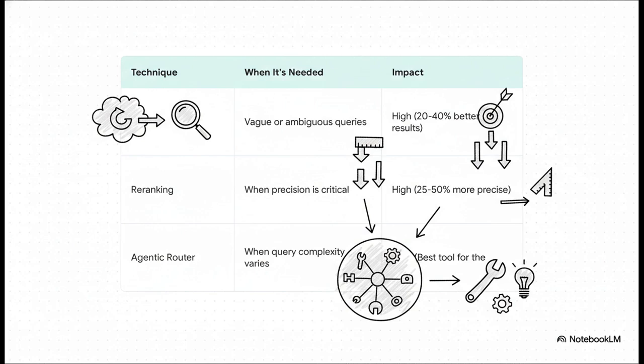So this table really sums it all up, right? Each of these techniques tackles a specific weakness of that naive approach. When your questions are vague, you transform them. When getting the single best answer is critical, you re-rank. And when you're facing a whole bunch of different types of questions, you use a router to pick the best tool for the job every single time.